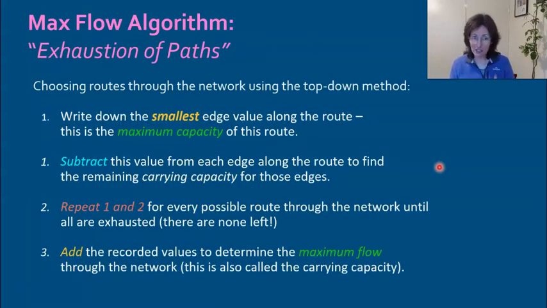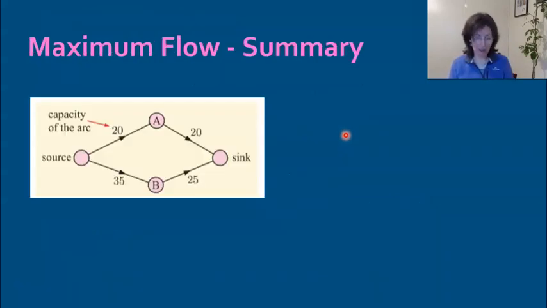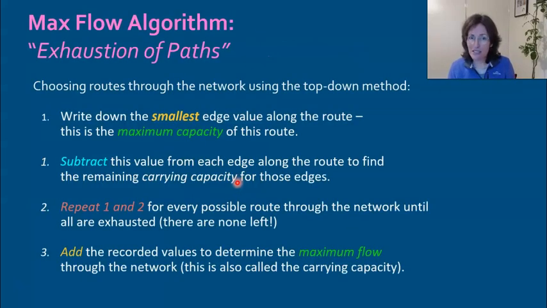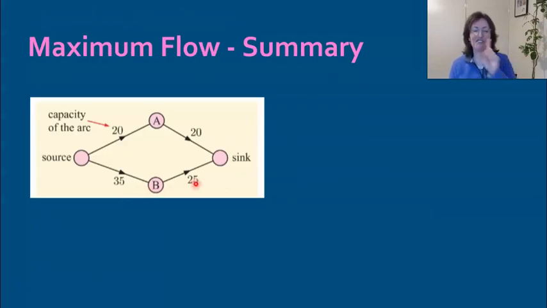Here's the steps that we need to go through then. Thinking about one path at a time, write down the smallest edge value along the route. And by the way, we often go from the top down method. So pick a path that goes along the top first and then find another path later. The smallest edge value along that route is the maximum capacity. Remember in that previous diagram, I'll just go back, we had a 35 and a 20, right? What is the smallest number out of those? 35 and a 25. 25 is the smallest.